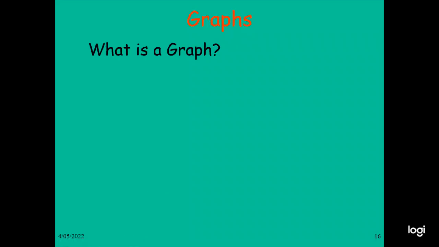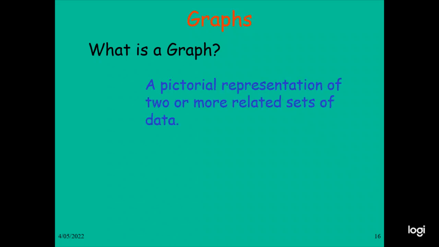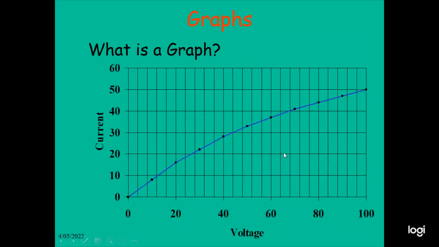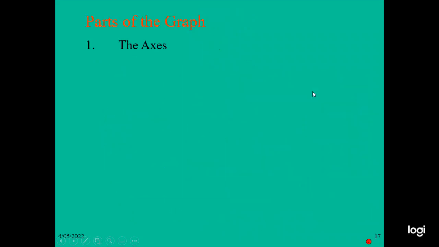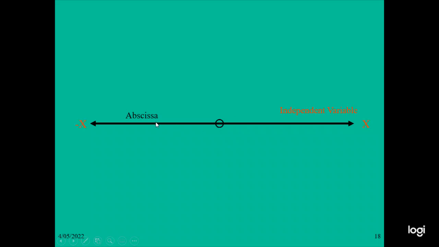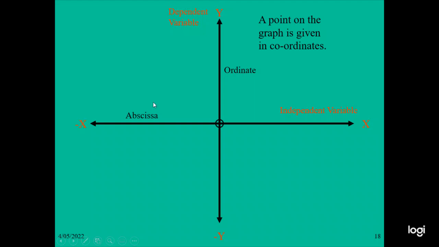The next one is: what is a graph? A graph is a pictorial representation of two or more related sets of data. So this is the graph. This is the voltage and current graph diagram. Parts of the graph: here is the origin. Also this is the abscissa, the independent variable. So this is the ordinate. The dependent variable is Y, and the independent variable is X.